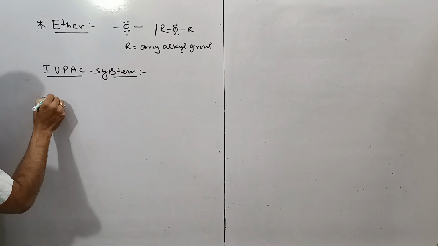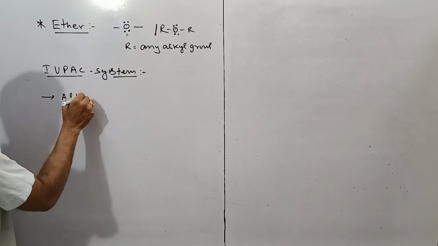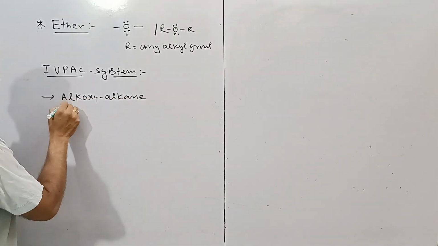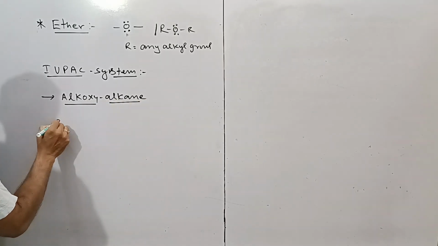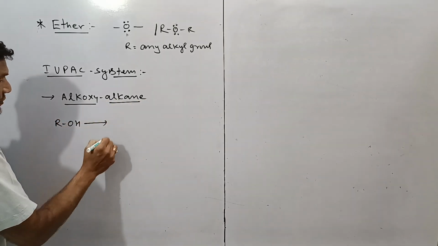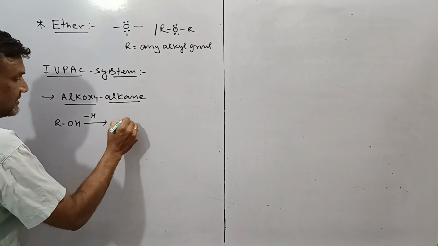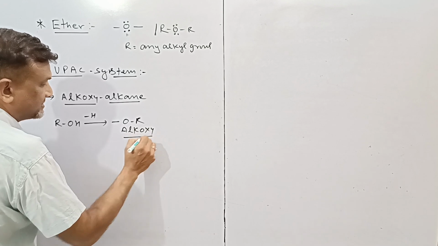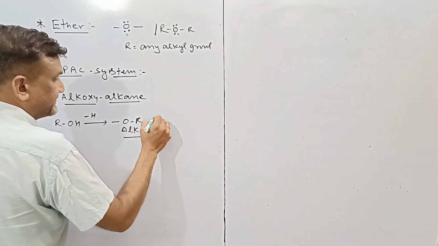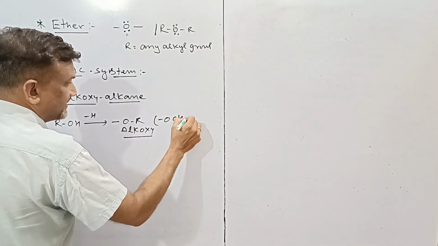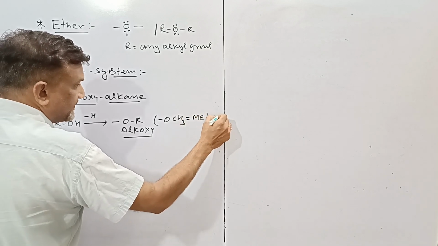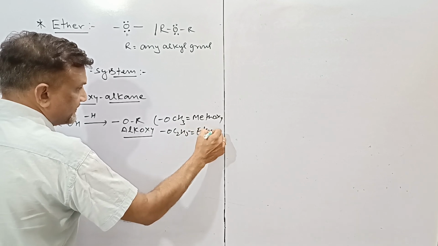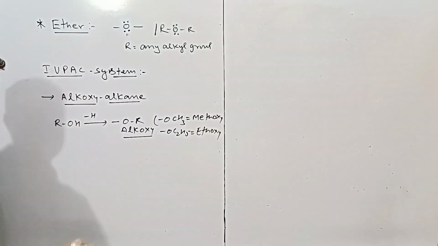If we go with IUPAC, then ethers are known as alkoxyalkanes. What is the meaning of alkoxyalkane? Suppose this is an alcohol, and if we remove one of the hydrogens from the alcohol, then the remaining group is called alkoxy. Alk means the number of carbons, oxy is the oxygen group. So if there is OCH3, then it is called methoxy. If there is OC2H5, then it is called ethoxy, propoxy, and so on.